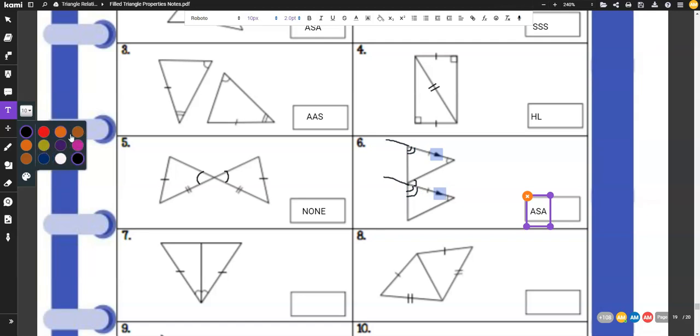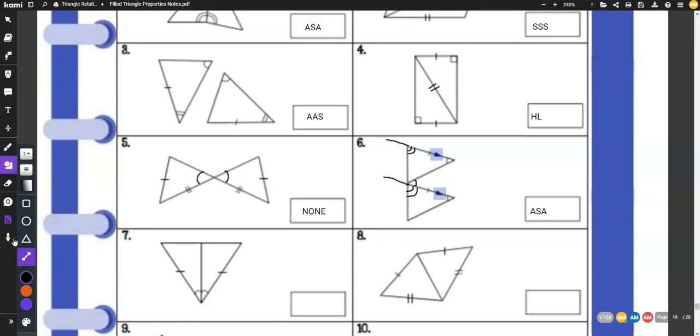Now this next one, number 7, it does look like these are right triangles. However, we are not told explicitly that these are right triangles. So therefore, we cannot say this is hypotenuse leg. What we can see is that they gave us the angle in the middle of them right here. So this is going to be side angle side.